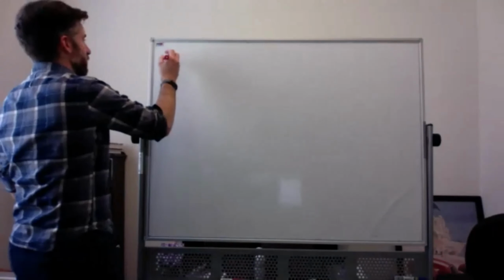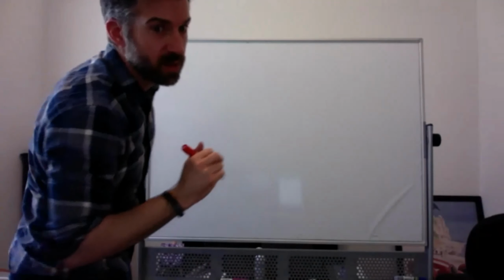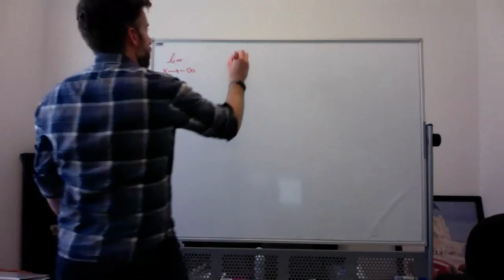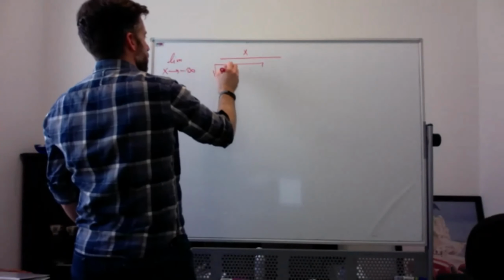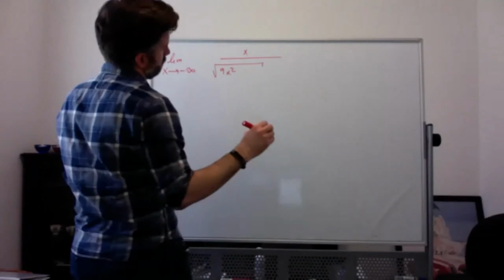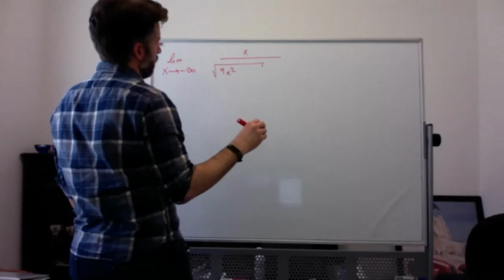another squeeze theorem problem. So we've got the limit, and I am going to change it up a little bit because I want it exactly. As x goes to negative infinity of, what do we got here? X over the square root of 9x squared. Sorry, I gotta think for a minute here.